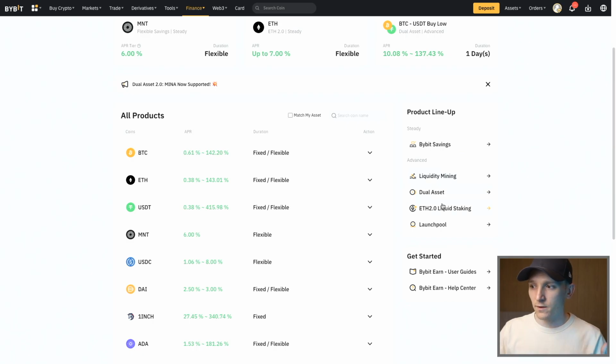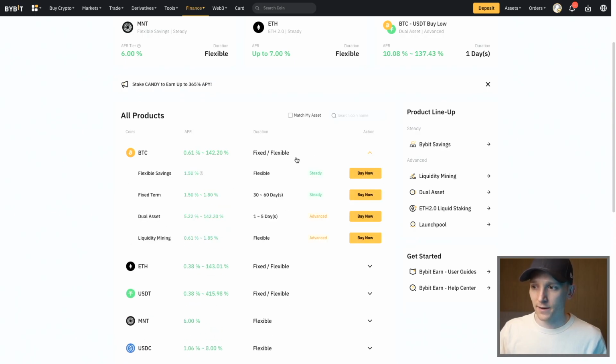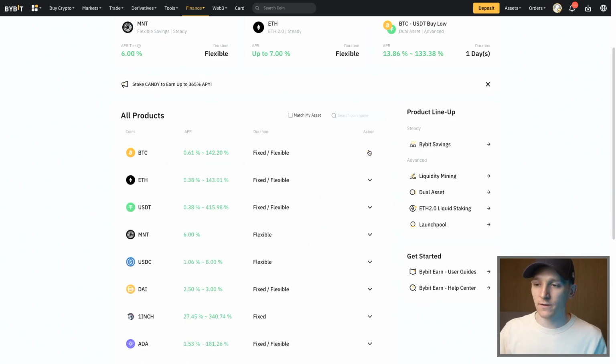You have dual asset, you have staking, you have savings. Big differences between these under the hood. If you click on an asset, you can see the options that you can actually go ahead and use. Now, the first thing we need to do is explain the difference between savings and staking. These words are often used interchangeably, but they are incredibly different in how they work.